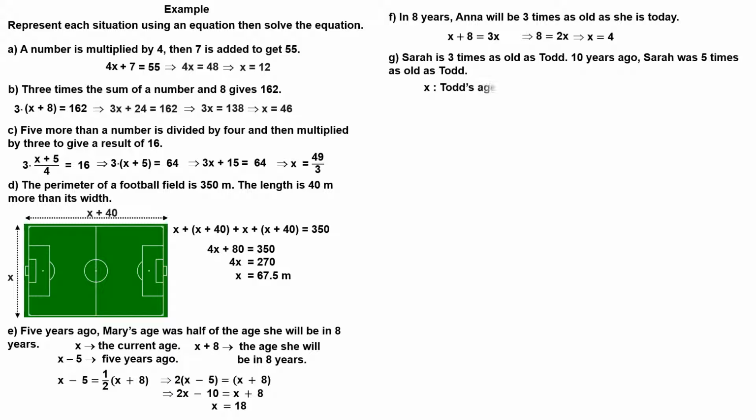x, Todd's age now. Sarah's age now is 3 times x. x minus 10, Todd's age 10 years ago. 3 times x minus 10, Sarah's age 10 years ago. Sarah is 3 times as old as Todd. 10 years ago, Sarah was 5 times as old as Todd.